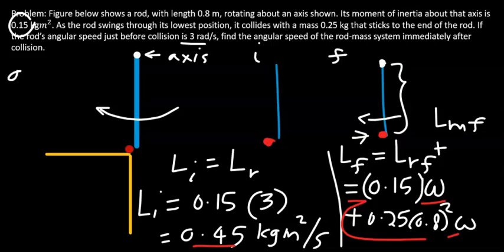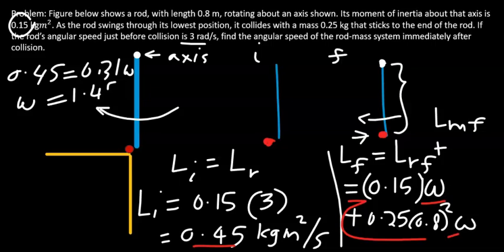Equating the two, we get 0.45 equals 0.31 omega, and therefore omega is 1.45 radian per second. And that solves this problem.